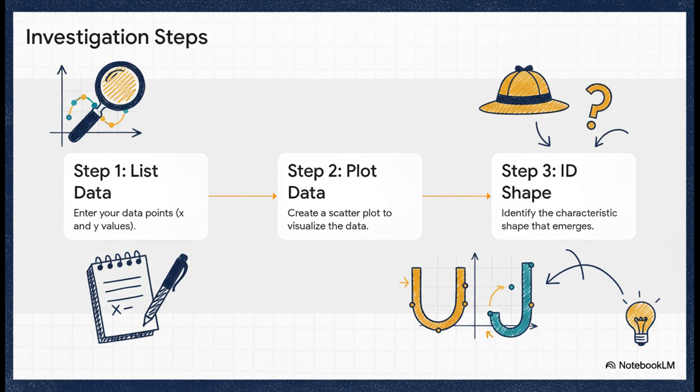Step 2, make that scatter plot. And step 3, you just look at it. You look for the shape. It's like a detective trying to spot a familiar face in a crowd. We're just looking for that characteristic shape.